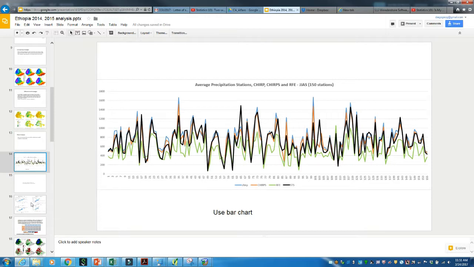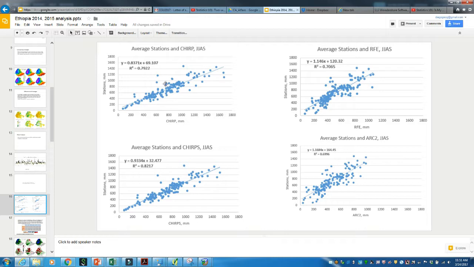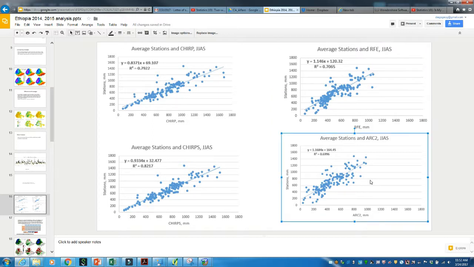Then I used the same points to do a comparison of each estimate with the stations. So this is CHIRP. We see that the R square is 79%. CHIRPS does a little better in the R square, and we notice here in RFE that again this is confirming what we were saying before, that the high values are not there. The maximum high value here is around 1100, while on the stations it's almost 1600, so 1500. So we see that there is a cap on the high values in RFE. The same thing with ARC2.